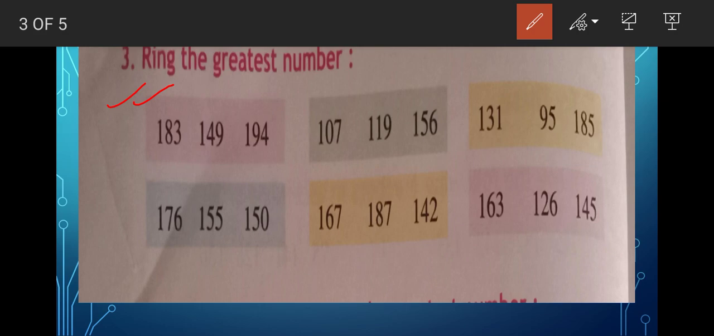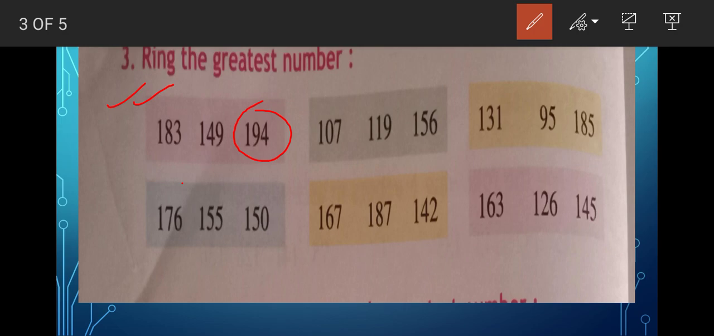Okay, so which is the greatest number, children? Here all are having 3 digits, so the tens place you have to see. Tens place it is 8, 4 and 9. So which is the greatest number? 9 is the greatest number. That means 194 is the greatest number.